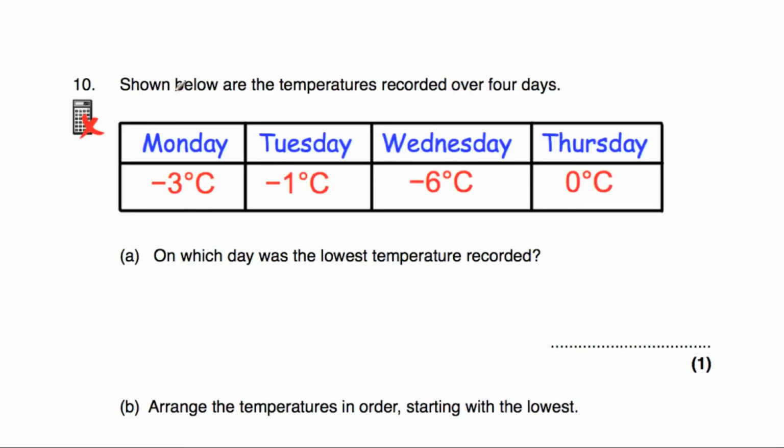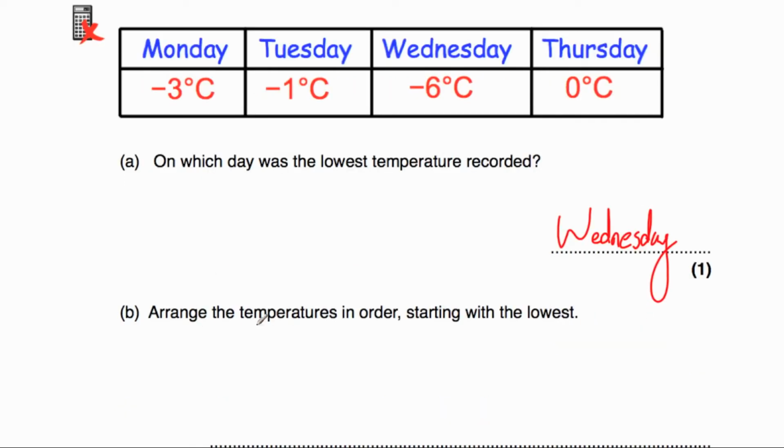Question 10 says, shown below are the temperatures recorded over 4 days. So we've got Monday, Tuesday, Wednesday, Thursday. We've got their temperatures recorded in those days, which is -3 degrees Celsius, -1 degree Celsius, -6 degrees Celsius, and 0 degrees Celsius. And the question says, on which day was the lowest temperature recorded? So the lowest temperature is -6, so that would be Wednesday. That's the day that it was recorded.